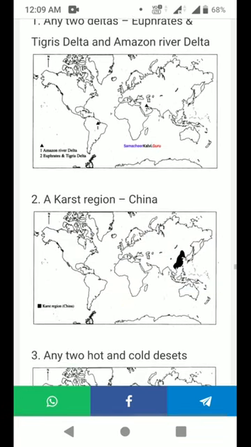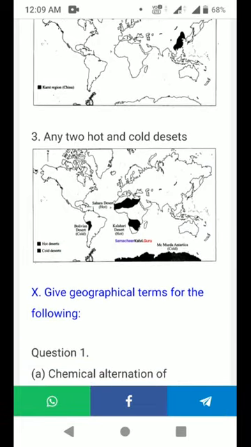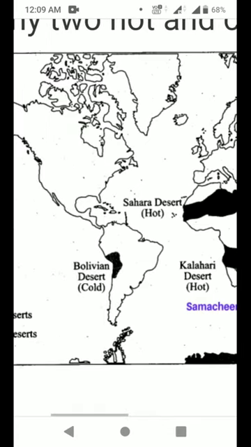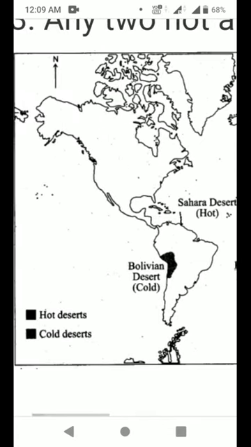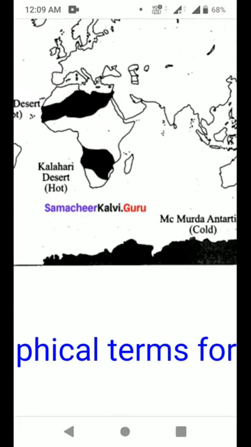Next one, a karst region, that is in China. Okay, any 2 hot and cold deserts. So 2 places they have marked. Any 2 hot deserts: Sahara desert and Kalahari desert are hot deserts, and Gobi desert is a cold desert. Okay, and Tundra Antarctica desert is also a cold desert.